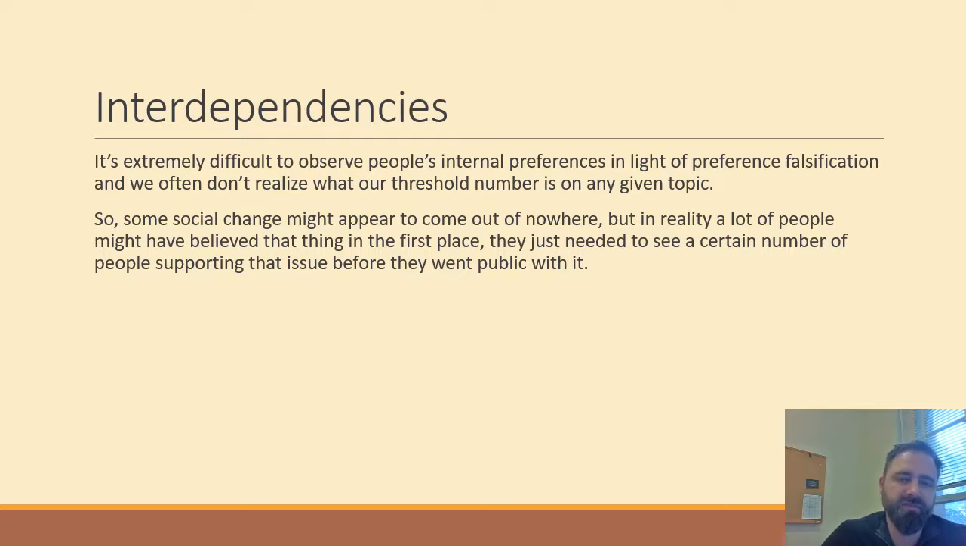Okay, now how do these work together? It's difficult to observe people's internal preferences in light of preference falsification, and we also don't realize what our threshold number is on any given topic. So some social change might appear to come out of nowhere, but in reality, a lot of people might have just believed that thing in the first place. We just needed to see a certain number of people supporting the issue before we went and joined them.